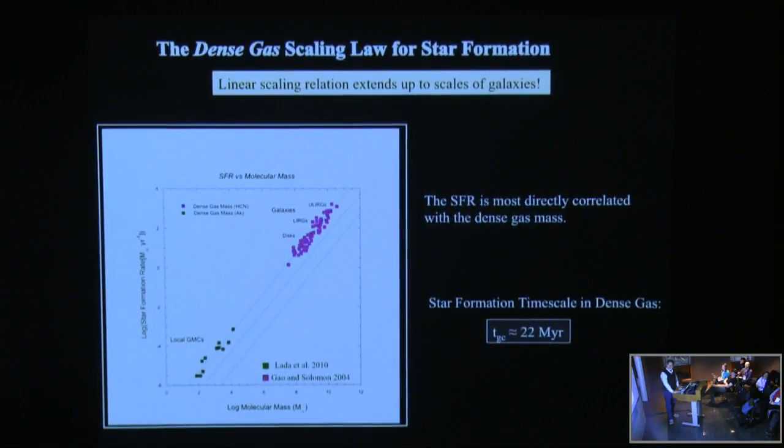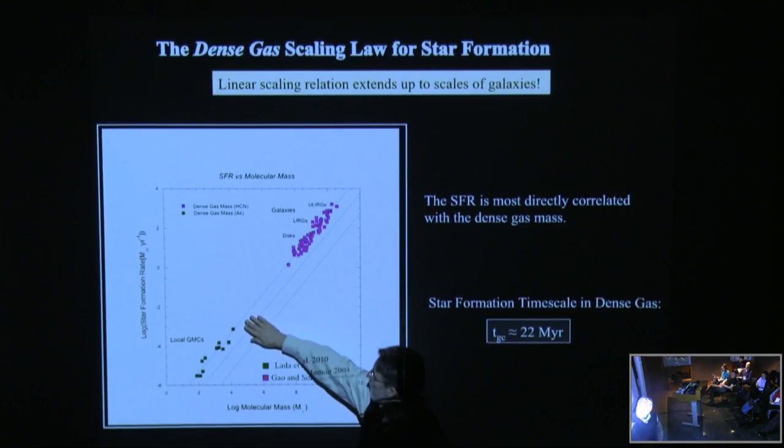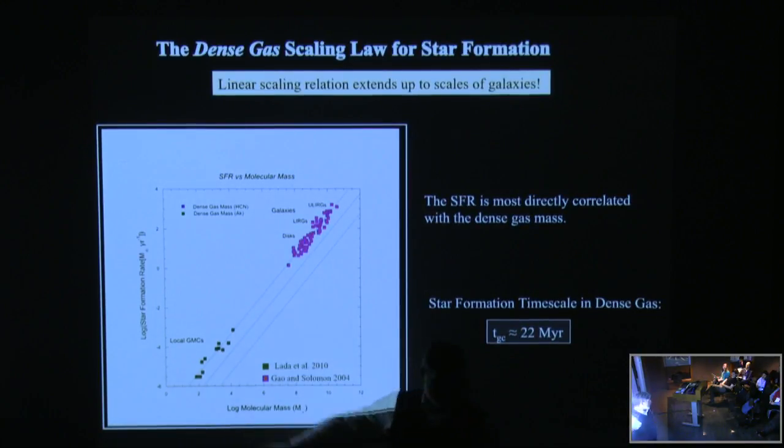We also found that this linear correlation extends very smoothly to what was known from early work by Gao and Solomon for galaxies as a whole, whether they be disk galaxies or LIRGs or ULIRGs. They all fall on the same kind of correlation with a very similar time scale of a few times 10 to the 7 years. Now, you notice there's a gap between the local clouds and what we see in galaxies. And yesterday you heard Tom Sanning tell us about looking at very massive clouds in the inner galaxy, which seemed to extend this relation up.